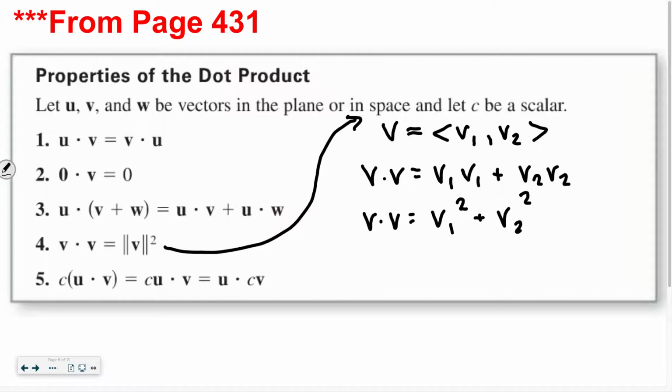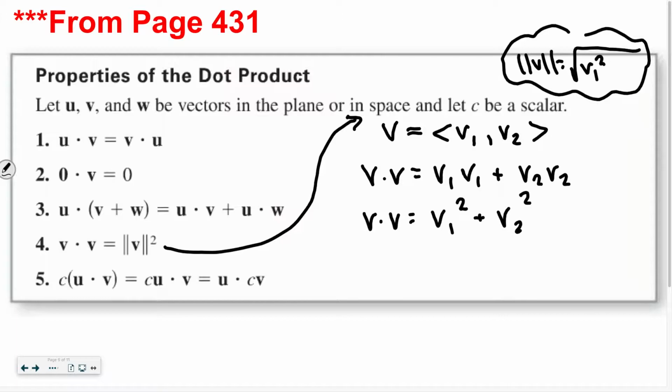And then this makes me think about something that we've seen before. The magnitude of v is the square root of v sub 1 squared plus v sub 2 squared. So this is not the magnitude, but it is the magnitude squared. If I just square the magnitude, it will give me v sub 1 squared plus v sub 2 squared. So v dot v is the magnitude squared.